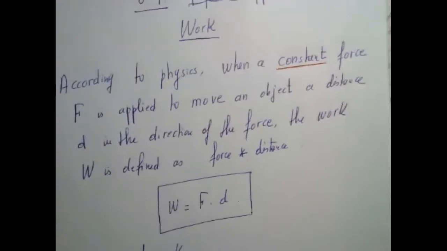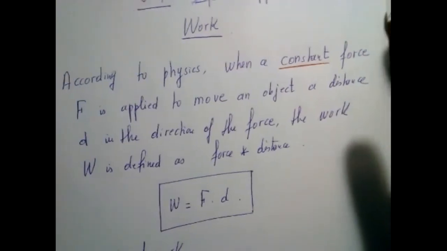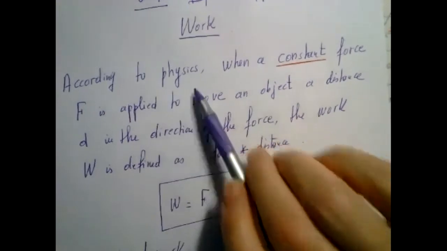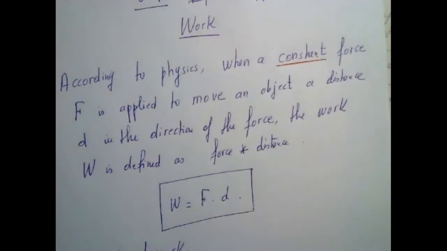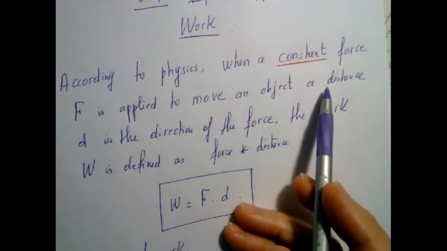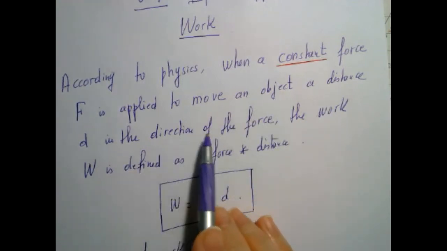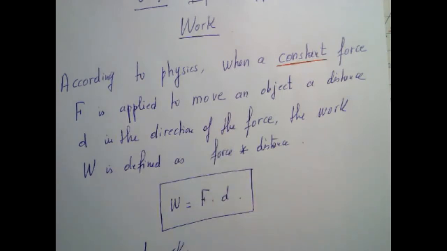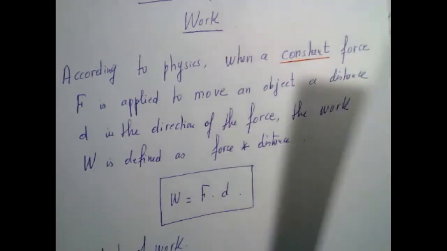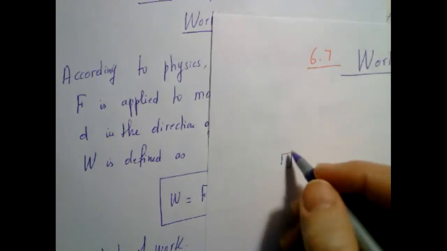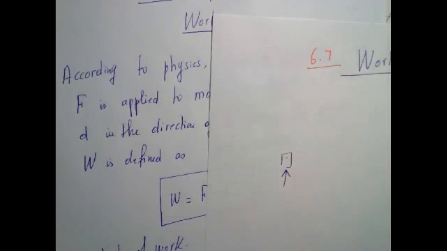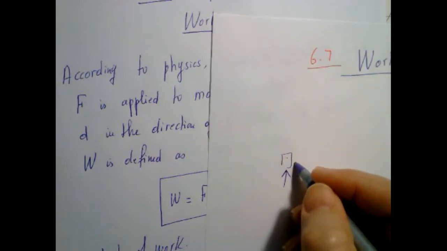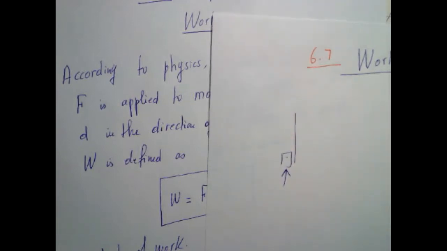So according to physics, and that's a very technical definition, when a constant force, and of course I underlined the word constant, when a constant force F is applied to move an object a distance d in the direction of the force. When I say in the direction of the force, it means if you're moving the object up, the force is vertical, and the force is in the direction of the way we're moving.